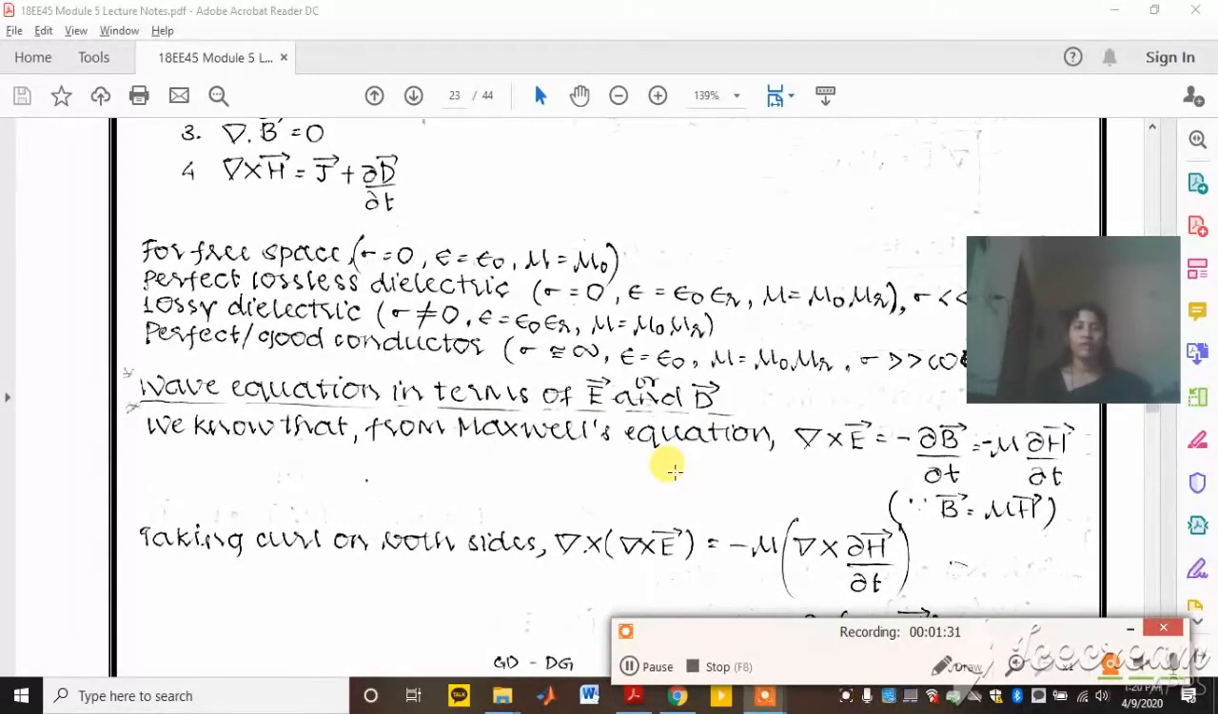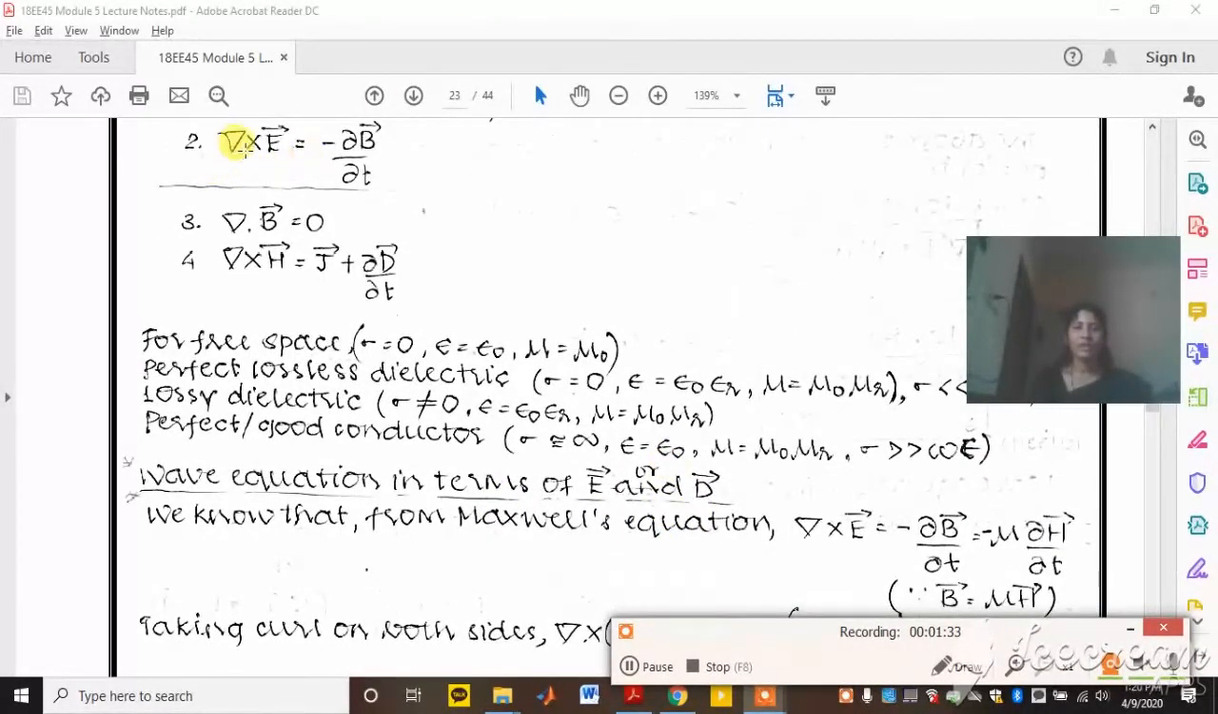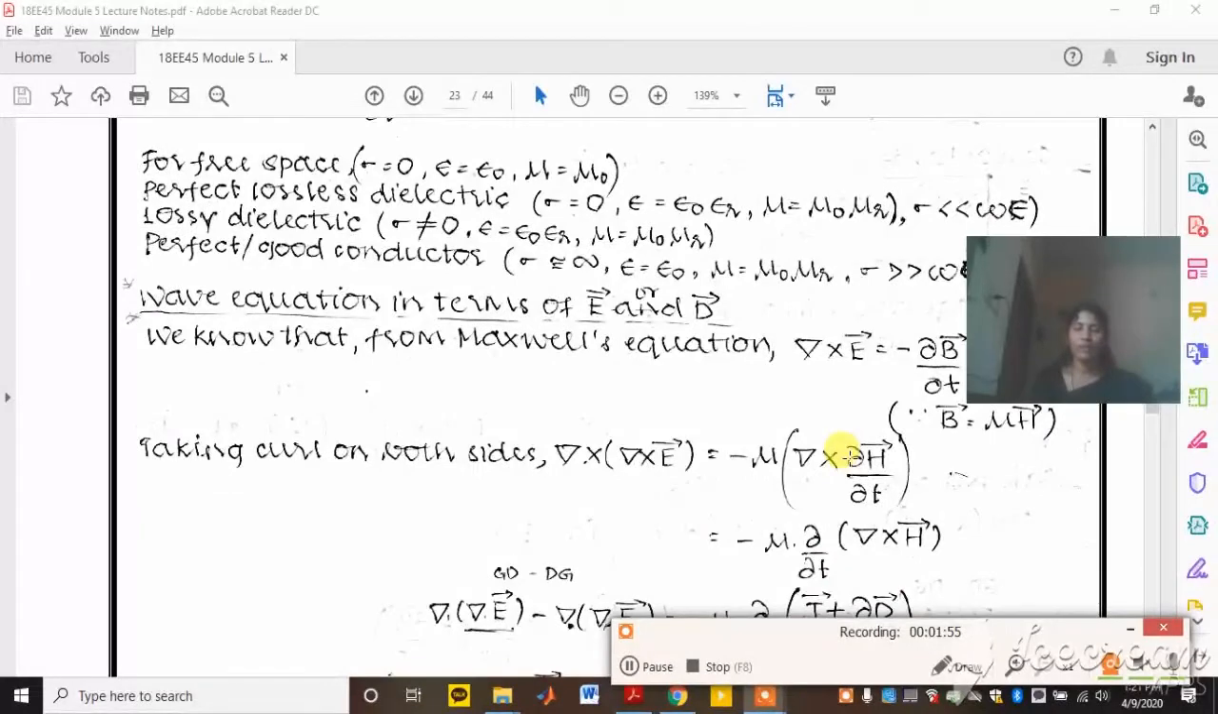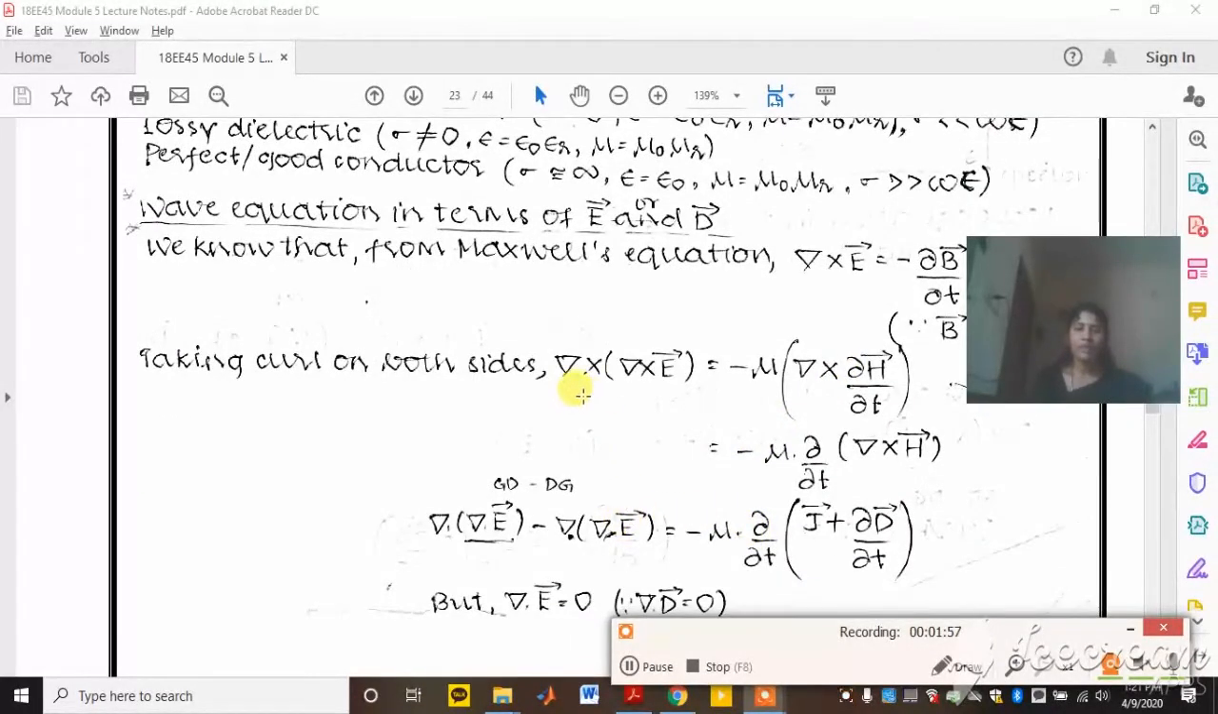For this we need to consider Maxwell's equation, Faraday's law. When you consider Faraday's law in a time varying field, curl E is equal to minus dou B divided by dou t. B in terms of H is mu into H. First you write your Faraday's law equation, then taking curl on both sides, you will get curl of curl E is equal to minus mu into the curl of dou H divided by dou t.